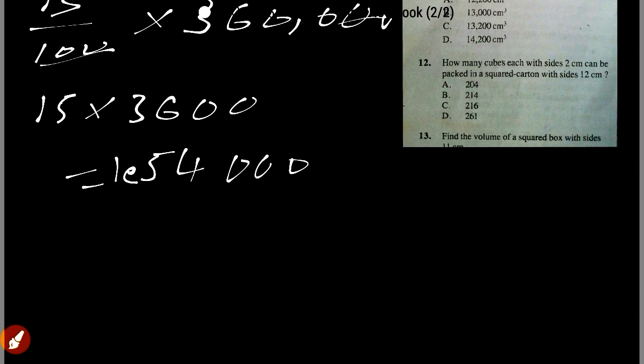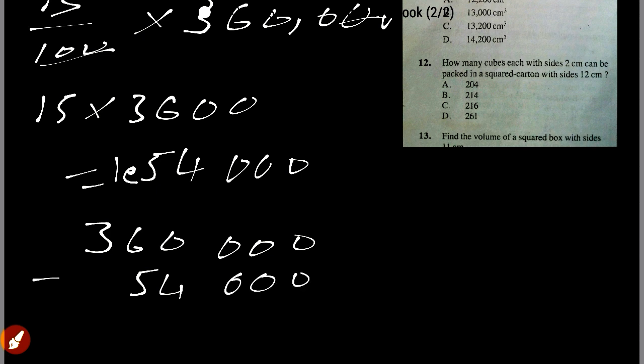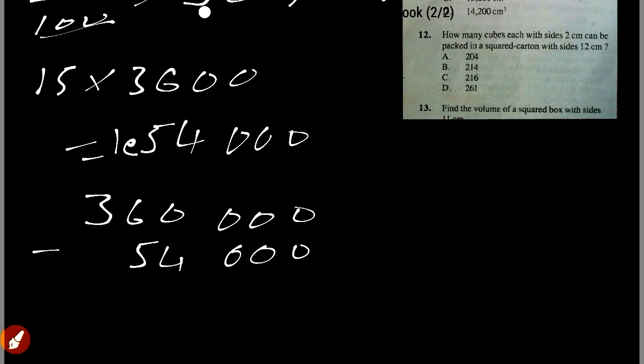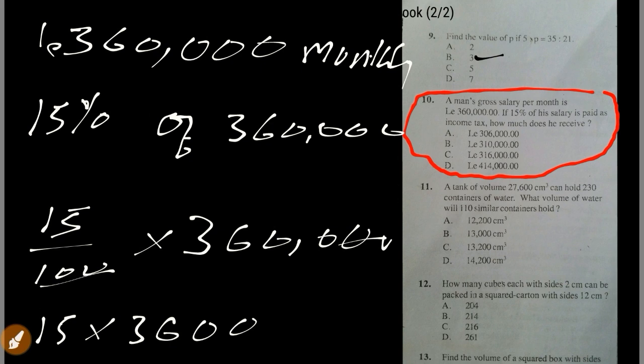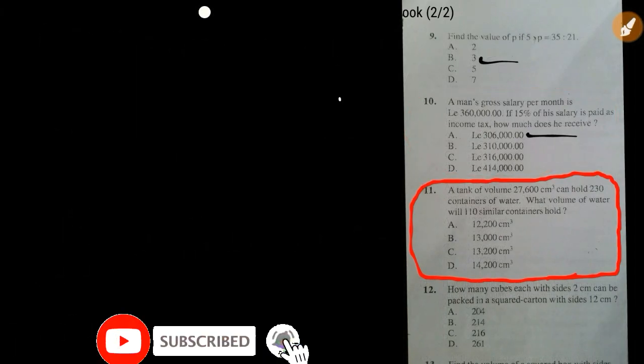So how much does the man receive now? It will be 360,000 minus 54,000 leons. So if we subtract this, we're going to have 0, 0, 0. So borrow 1 here and add here, so that goes 10. So 10 minus 4 is 6. And here 5 minus 5 now will be 0. And here we have 3. So the correct answer is A, 306,000.